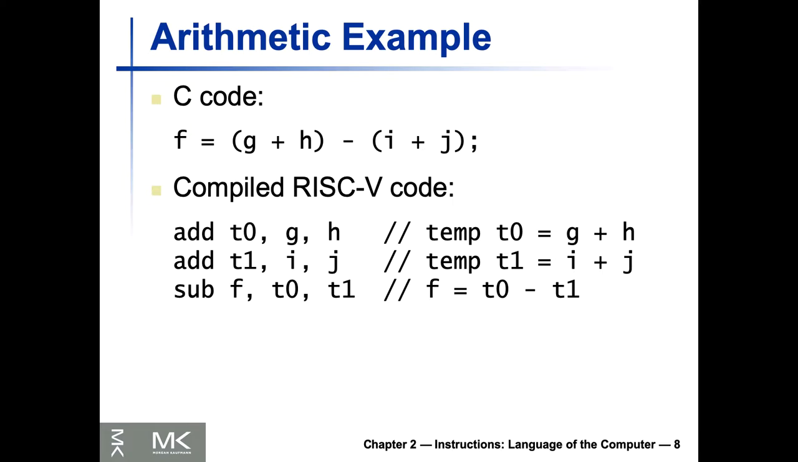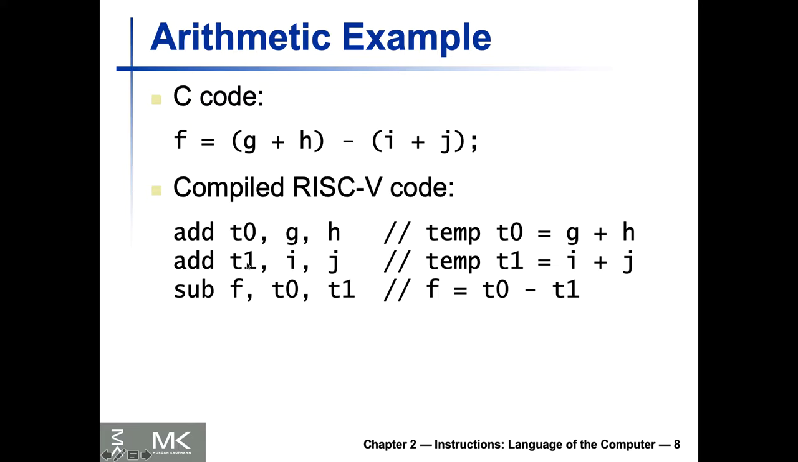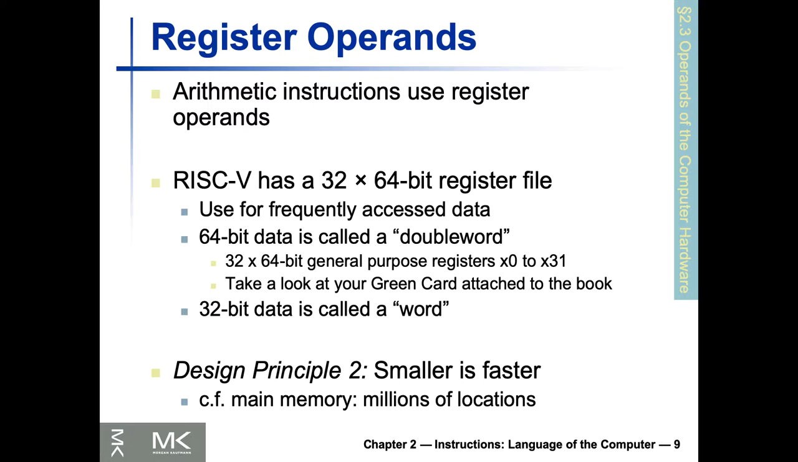So now, we broke the compound C code into two adds and one sub, right? As you notice, the arithmetic instructions use register operands. So these T's here represent registers inside the RISC architecture. In RISC, you have 32 registers. Again, you can refer to your green card and see all of those. I'm going to let you know in the next slide. So RISC-V has 32 registers, each of them 64 bits wide, right?